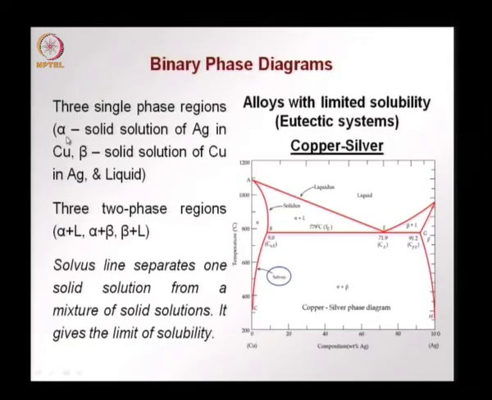So, we saw alpha, which is a solid solution of silver and copper, beta which is a solid solution of copper and silver, and the liquid. These are the three single phase regions. Then we have three two phase regions, alpha plus L, beta plus L and alpha plus beta. We saw that the solvus lines separate the solid solution in alpha and beta respectively from a mixture of solid solutions. This gives the limit of solubility. The solvus lines give the limits of solubility of copper and silver.